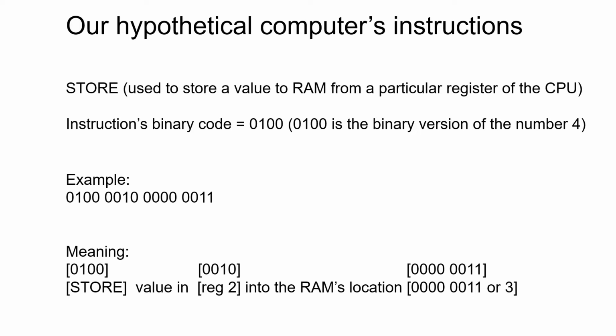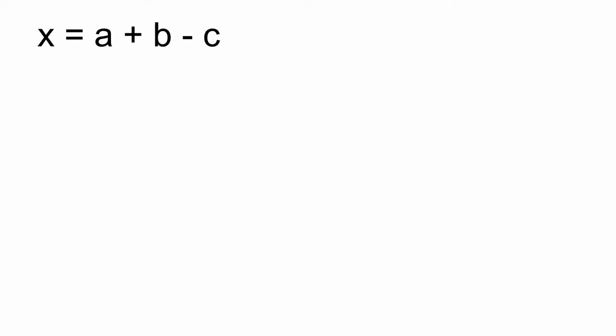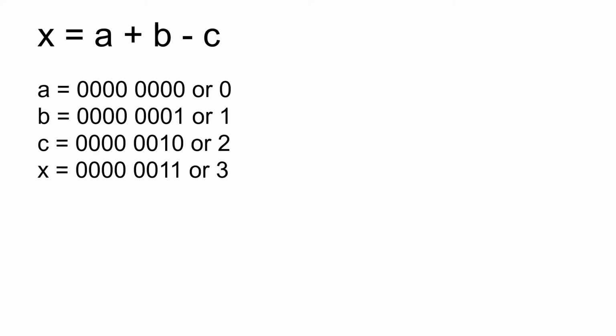So let's go back to our equation. We want to write a program that does this equation. So let's say, for the sake of our example, A represents the RAM's memory location 0, B the location 1, C the location 2, X the location 3. So what would our program look like written in binary or in machine code? Well, it looks something like this.